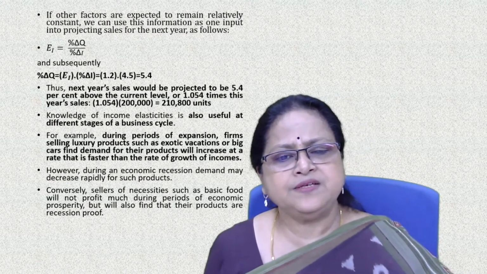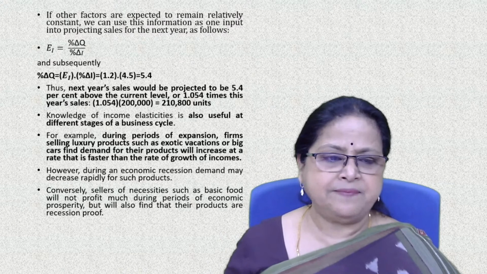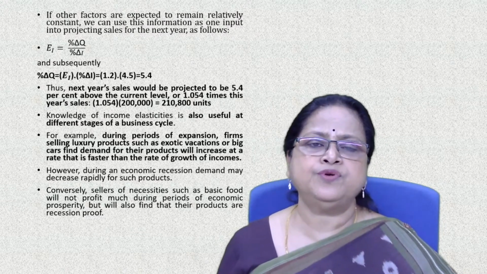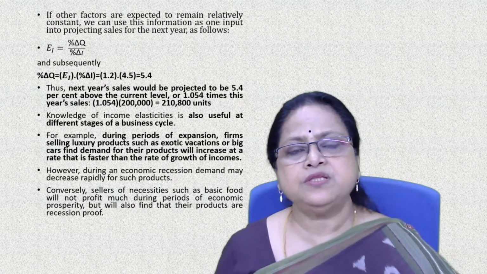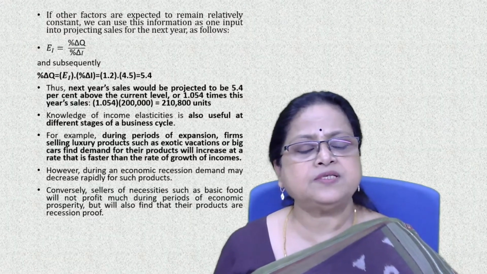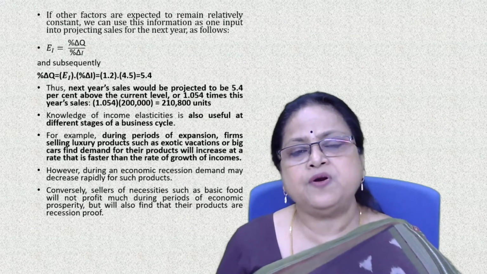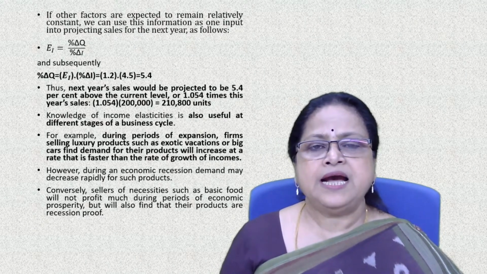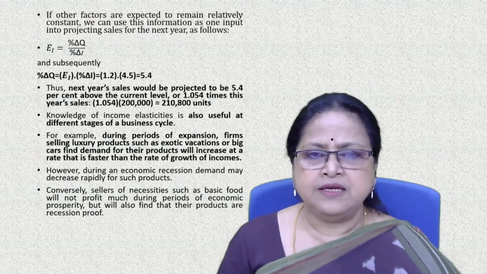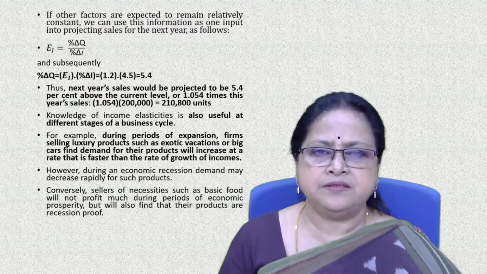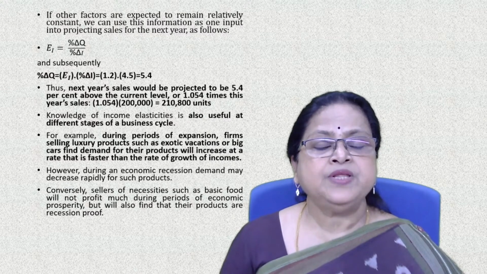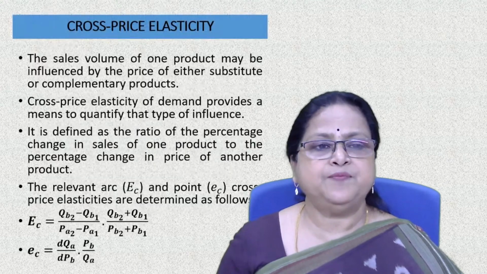However, during the recession period, demand may decrease rapidly. Conversely, sellers of necessities such as basic foods will not profit much during periods of economic prosperity, but will also find that their products are recession proof. Their products are not going to be affected either in recession or in the expansionary phase, that is, inflation. So in this way, we can say that income elasticity of demand is important.